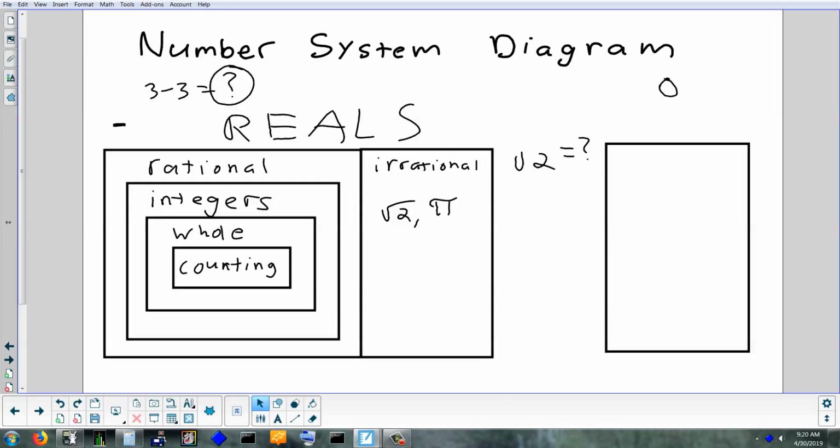And in Algebra 1, that's what you study. When you solve equations, when you do quadratics, when you factor, everything falls into that category right there, reals. But when you get to Algebra 2, you learn that there is a problem with reals. This is the problem.